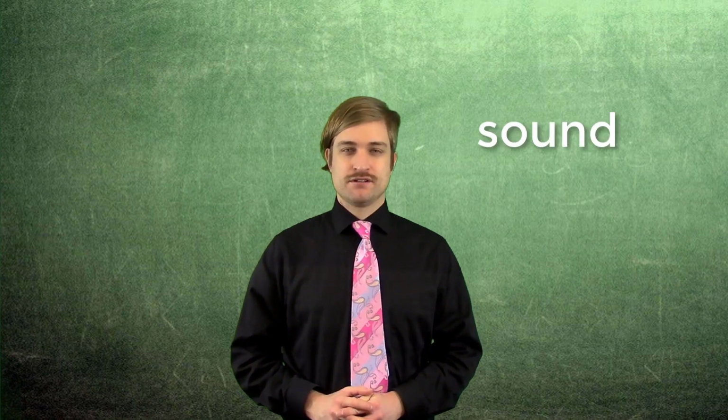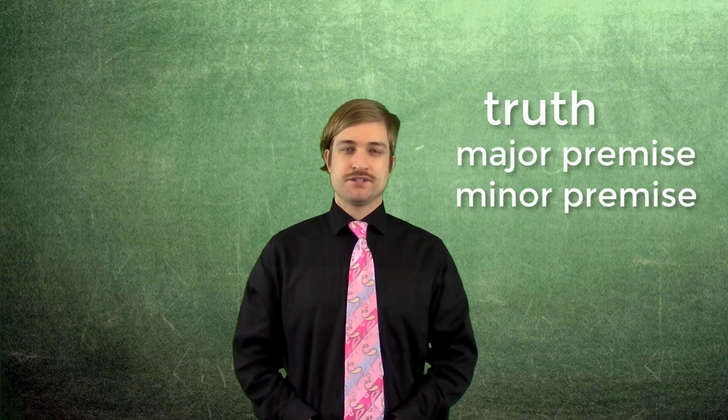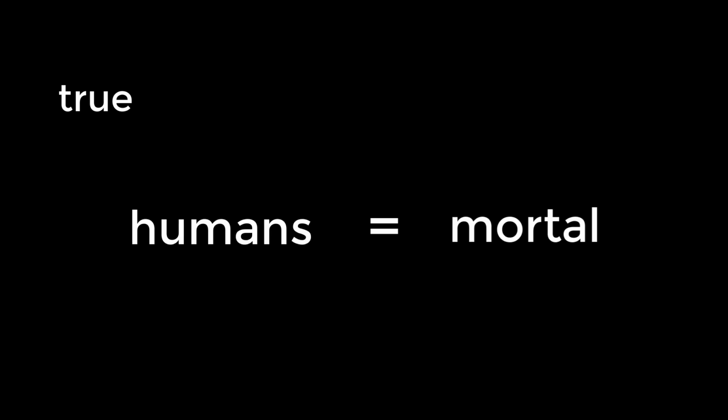Syllogisms are characterized as either sound or not sound. To be sound, a syllogism must be both true and valid. Truth refers to whether the major and minor premise are factually accurate. Our prior example is true because Socrates is indeed a human, and humans are indeed mortal.